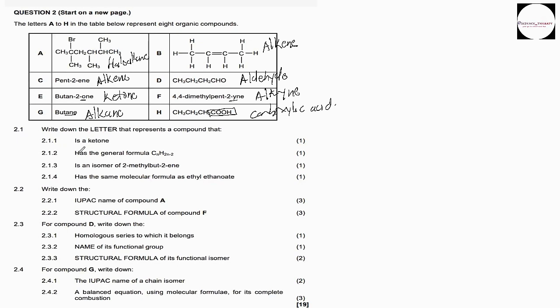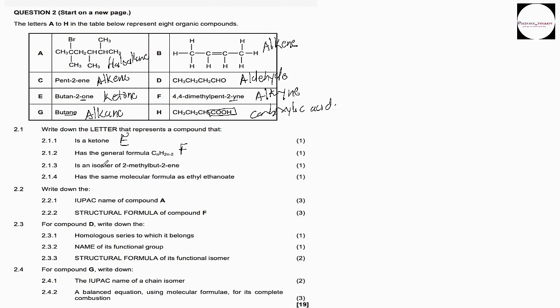Okay, so now let's get down to the questions. 2.1.1 says, write down the letter that represents a compound that is a ketone. Which one is a ketone? It's letter E. Then 2.1.2 has the general formula CnH2n-2. So which one is an alkyne? It's F.